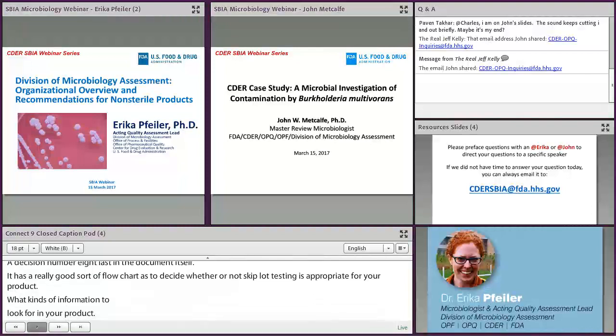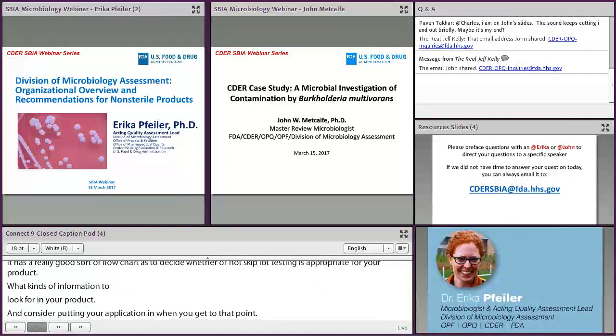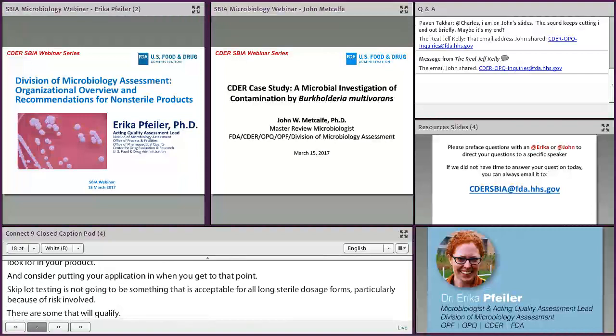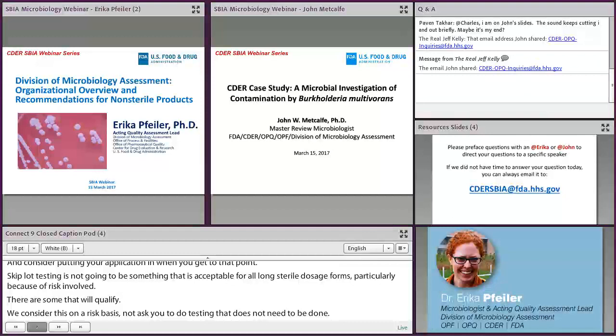Skip lot testing is not going to be something that is acceptable for all non-sterile dosage forms, particularly because of the risks involved, but there are some that would qualify for it. We consider these things on a risk basis. We're not going to ask you to do testing that doesn't need to be done, but this is a situation where you definitely need to know the risks to your product and the risks to your process in order to make an informed decision and describe your informed decision to the reviewer.